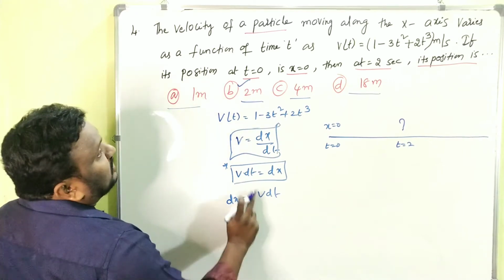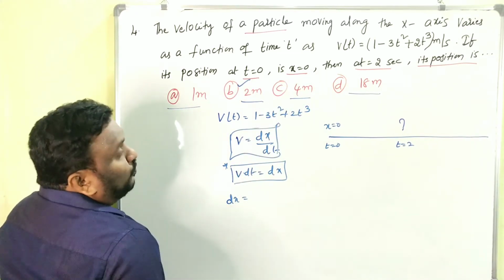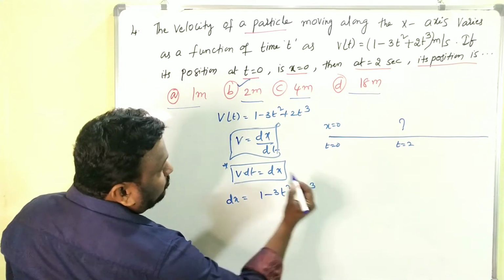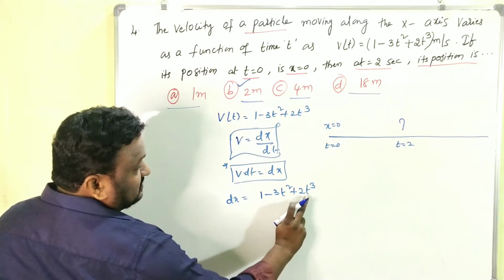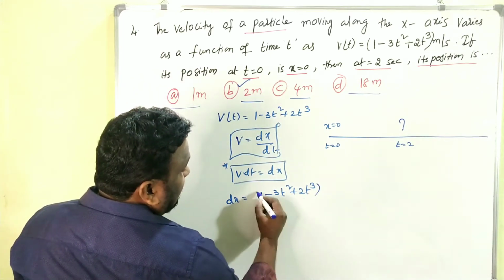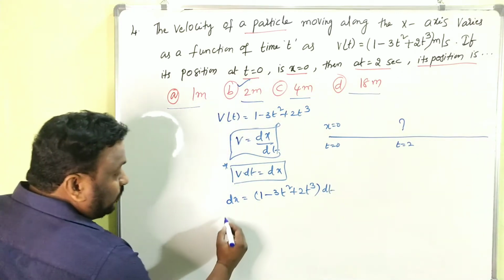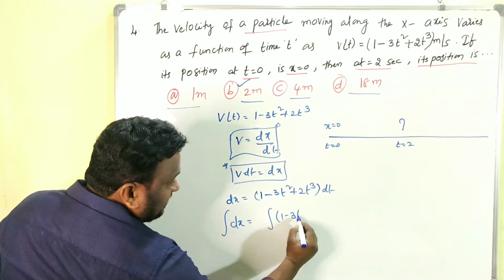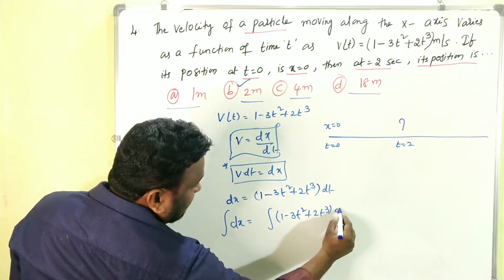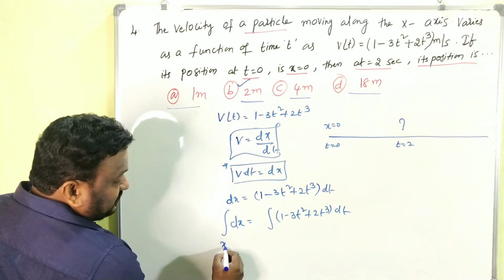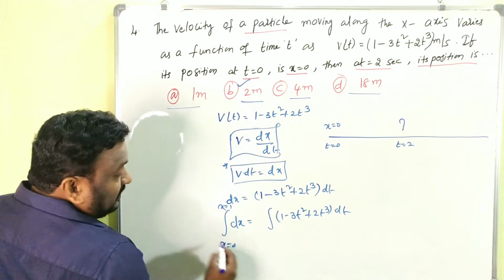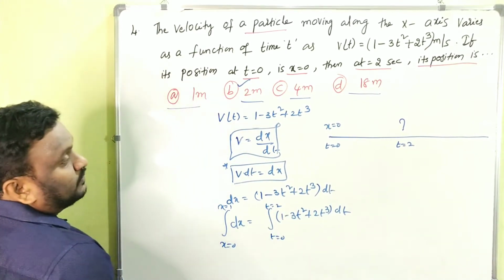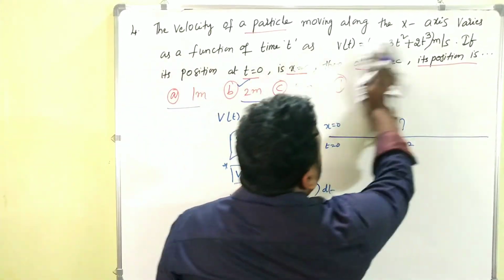That means what is the value of v? It is 1 minus 3t square plus 2t cube into dt. So now we have to integrate on both sides, 1 minus 3t square plus 2t cube dt, within the limits x equals 0 to x equals what, and within the time t equals 0 to time equals 2.